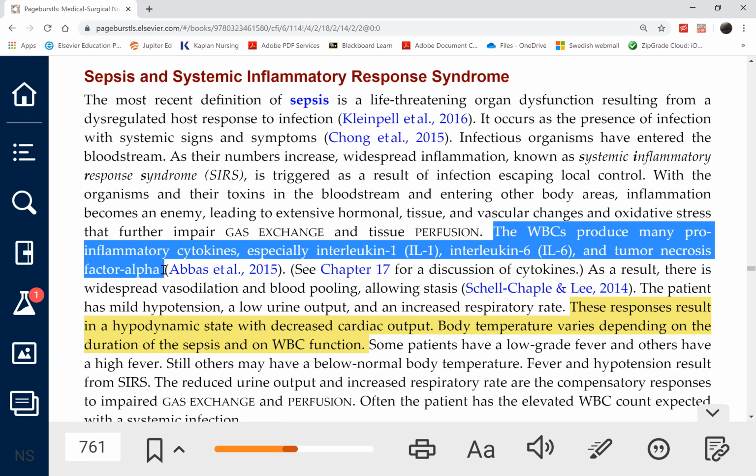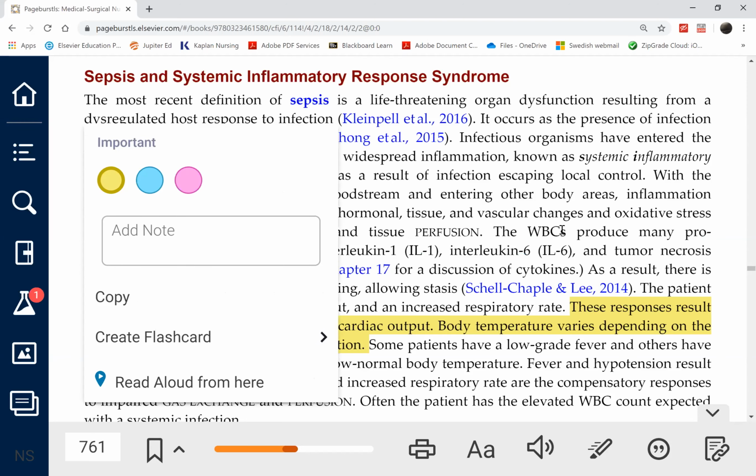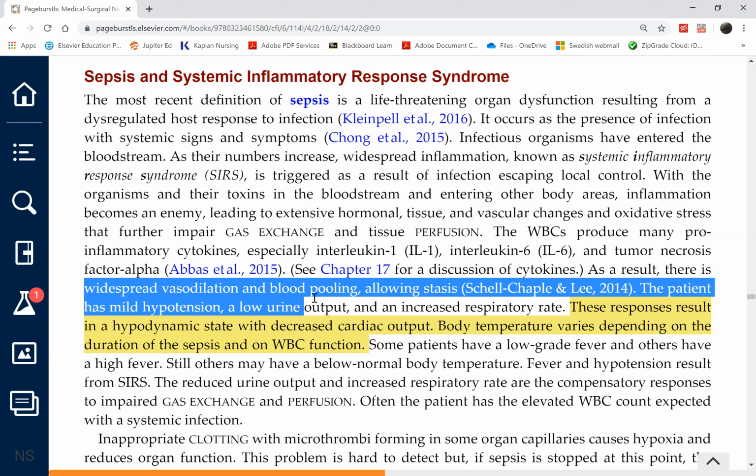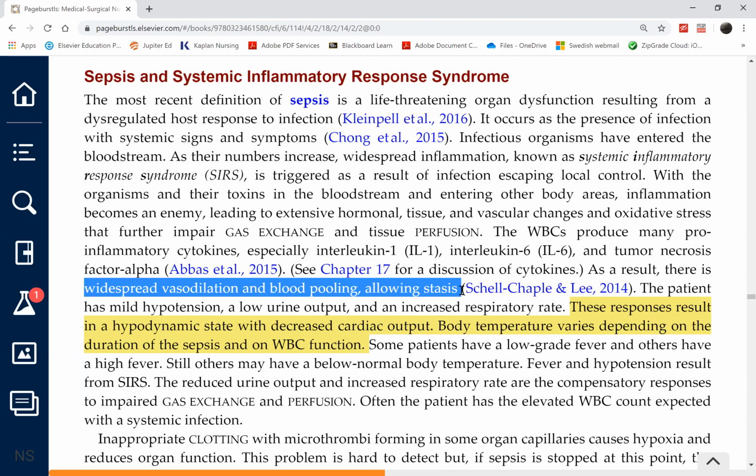They're released in massive amounts here. If they're in larger than normal amounts, they will cause widespread vasodilation and blood pooling. So what happens to your afterload here? Is it increased or decreased? When you have widespread vasodilation, it will decrease your resistance, or your afterload. As a result, what happens to blood pressure?